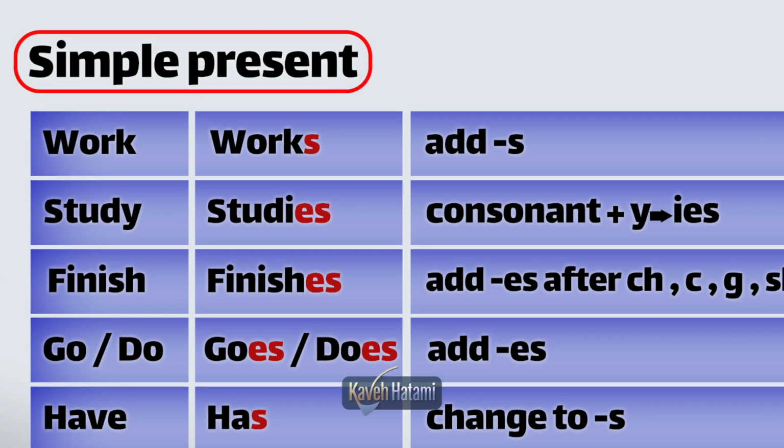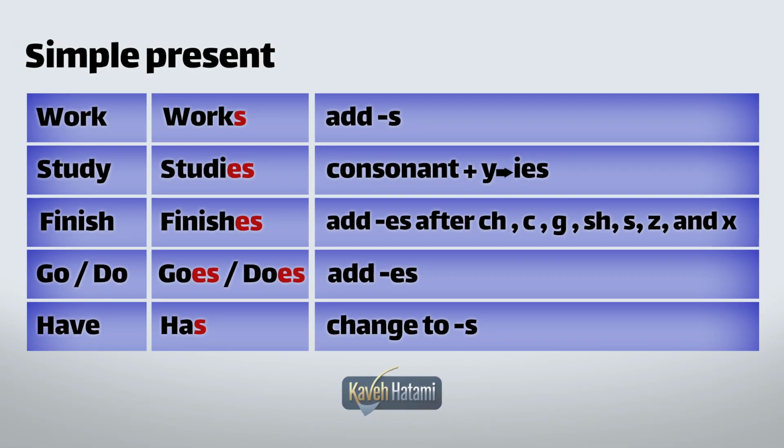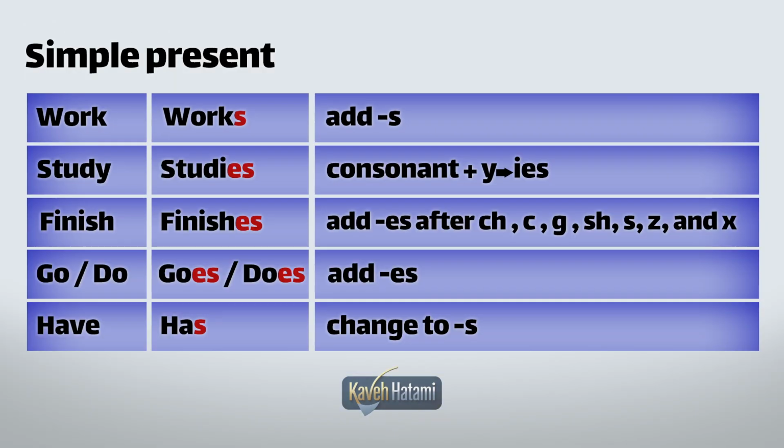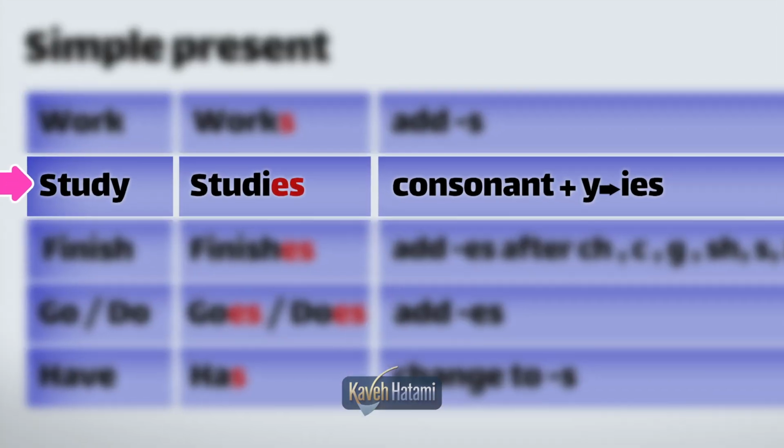Alright, simple present. How we add s, es, or ies to our verbs. The rule of adding s to verbs in simple present, starting with s. For most of the verbs like work, we add s to the verb. So work will be works. Or for example, cook, cooks. Study, which ends in y, we first must omit or delete y and change it to ies.